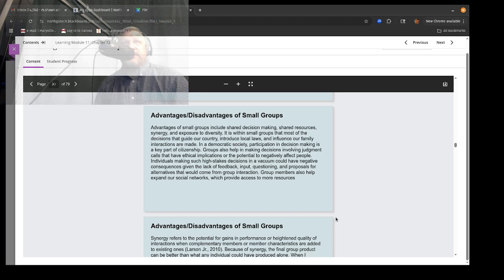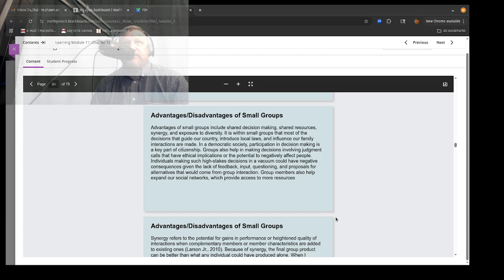The advantages and disadvantages of small groups. Advantages of small groups include shared decision making, shared resources, synergy, and exposure to diversity. It's within the small groups that most of our decisions that guide our country, our local laws, state laws, and influence even family decisions are made. We live in a democratic society, and we are able to participate in the decision-making process as citizens.